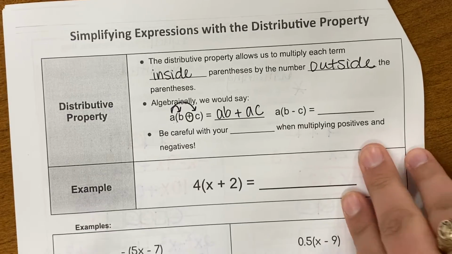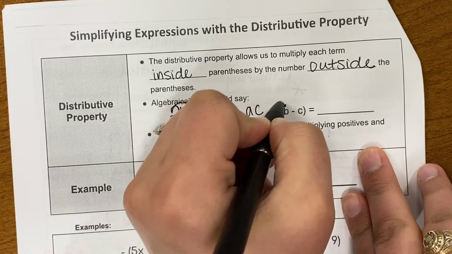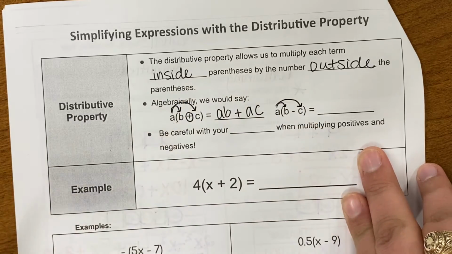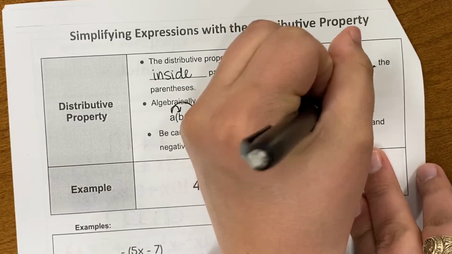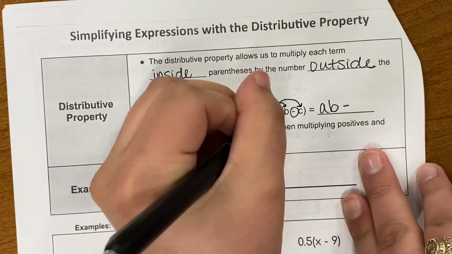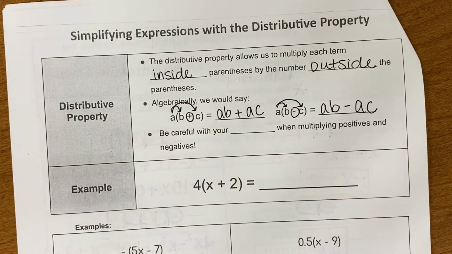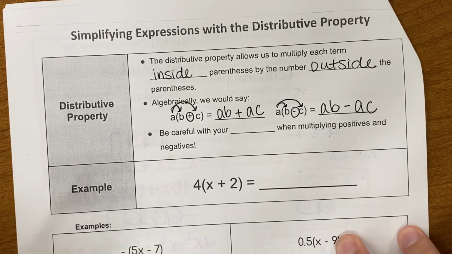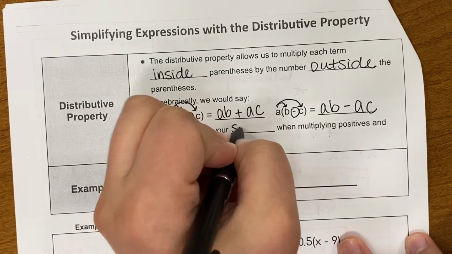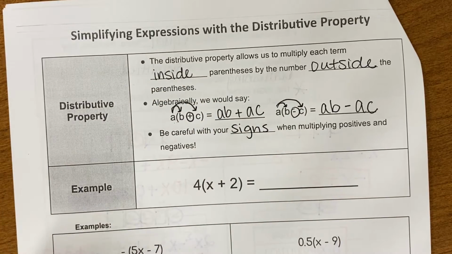Here's another example. I need to distribute this A to both terms inside my parentheses. So I have A times B minus A times C. And I have distributed the A to both terms inside my parentheses. Be careful to watch your signs when multiplying positives and negatives.